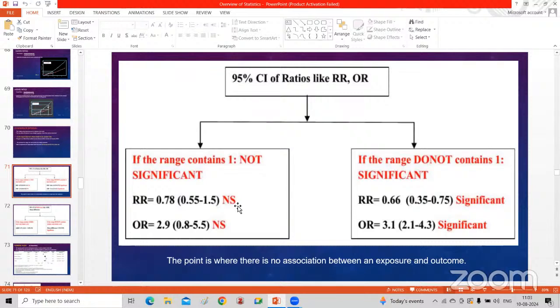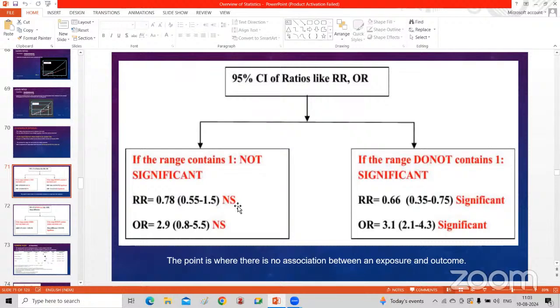If you are lucky, you might be in one group. If you are unlucky, you might be in the other group. You are not sure. So how can you tell that if you give the chemo drug, it will work? Because you can be in any group. So that is why it is considered not significant.